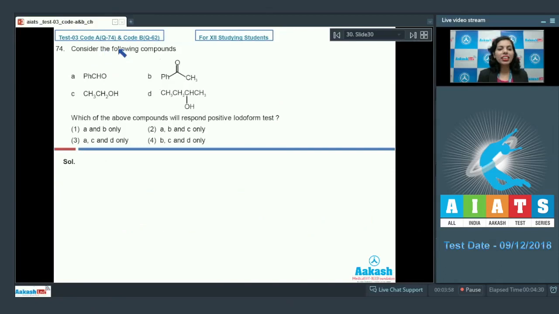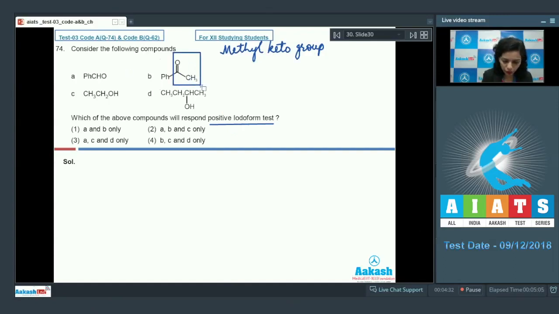Question number 74 is here. Consider the following compounds. We have 4 different compounds given here. Which of the above compounds will respond positive iodoform test? We just have to identify that. So if we talk about the positive iodoform test, we should know that compounds containing methyl keto group respond positive iodoform test. So where it's given, we can easily identify that this group is given here.